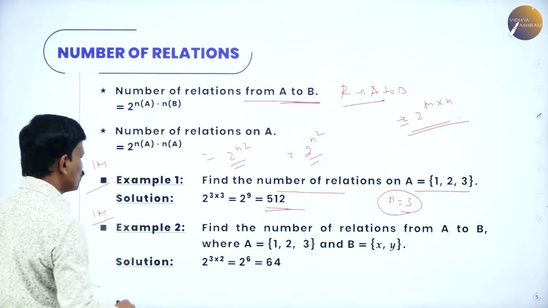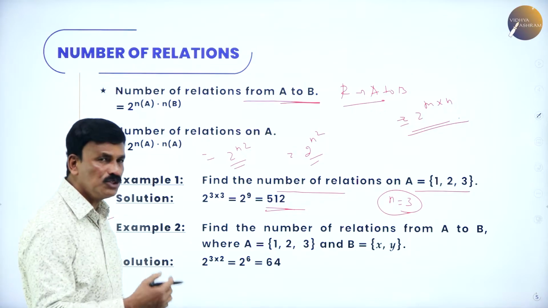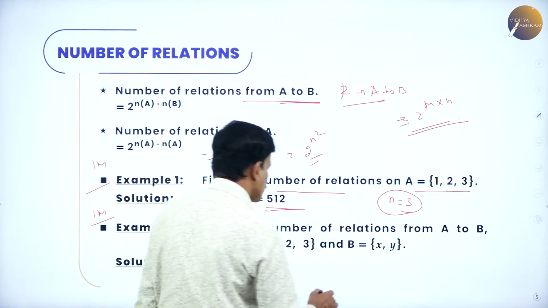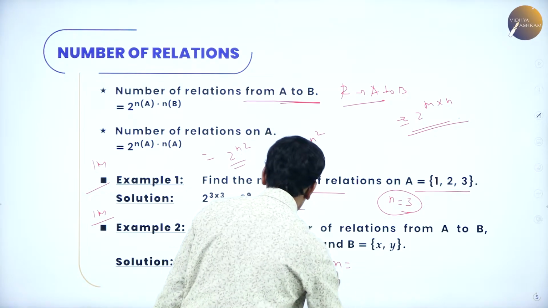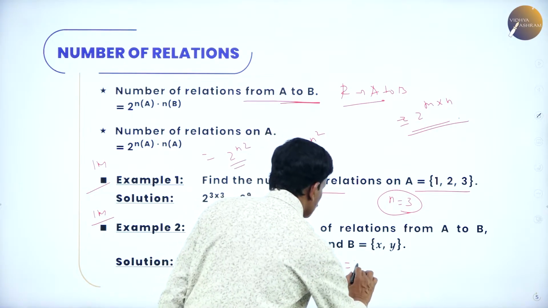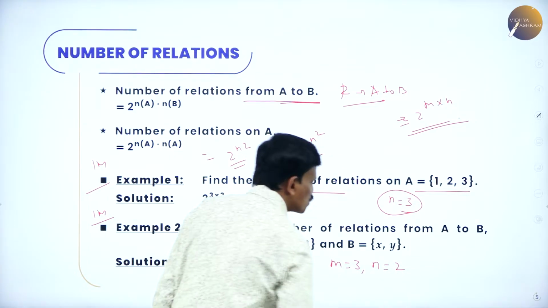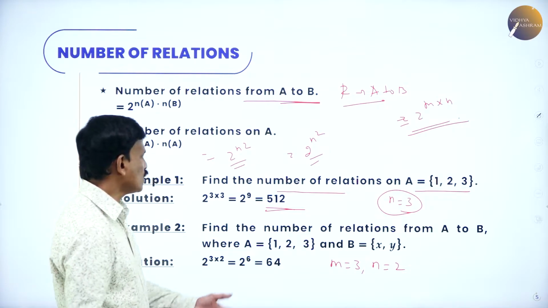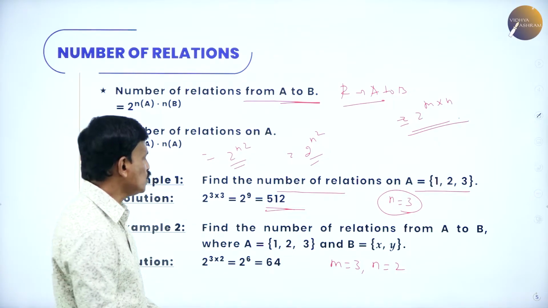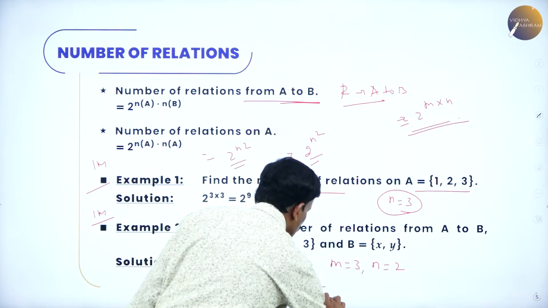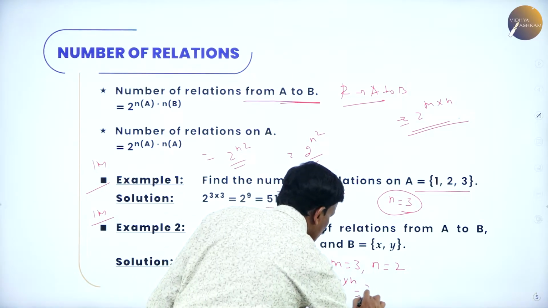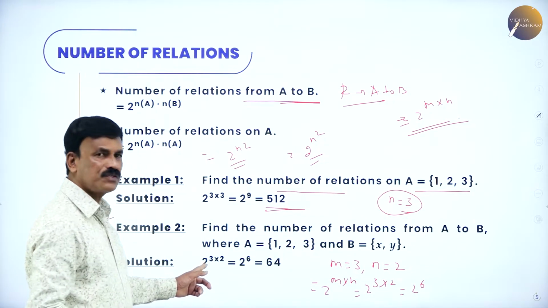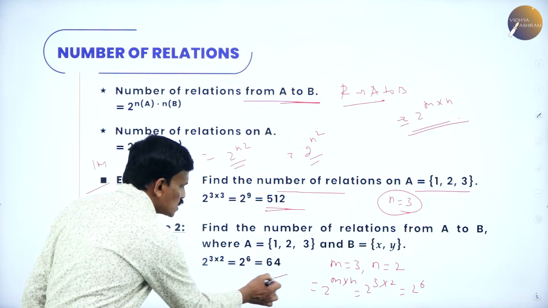Similarly, let us take one more question. Find the number of relations from A to B. So, here A contains 1, 2, 3, and B contains 2 elements x and y. So, the number of elements in A is m equal to 3 and the number of elements in B is 2. So, m is equal to 3 and n is equal to 2. Therefore, the number of relations from A to B is 2 to the power of m into n, that is 2 to the power of 3 into 2, which is 2 to the power of 6.